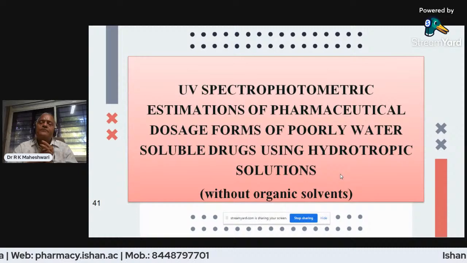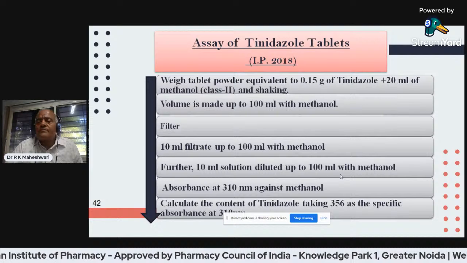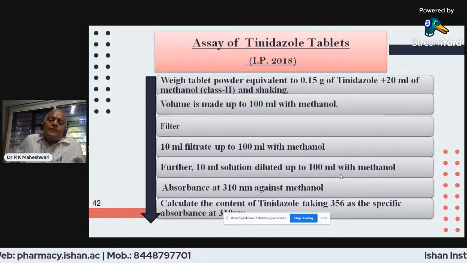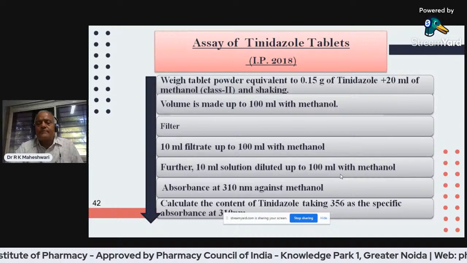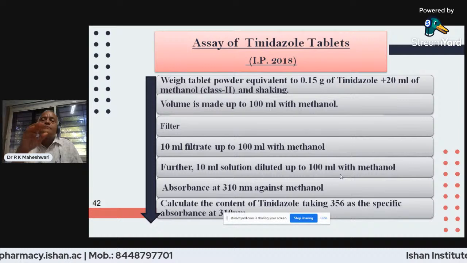the example is that of tenoxicam, IP/BP method. Weigh the tablet powder equivalent to 0.15 gram of tenoxicam. Take 20 ml of methanol and shake it. During this shaking, methanol dissolves the tenoxicam present in the tablet powder. Then the volume is made up to the 100 ml mark with methanol. Filtration is done to remove insoluble excipients. Then 10 ml of the filtrate is diluted up to 100 ml with methanol. Then again you take 10 ml from this solution and dilute it up to 100 ml with methanol. Then the absorbance of this solution is noted against a methanol reagent blank.